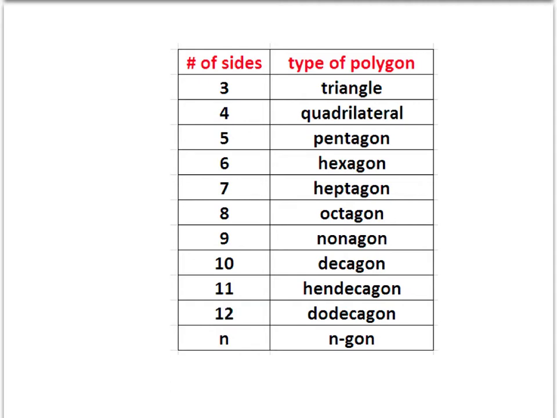Here's a chart of the different types of polygons categorized by their sides. I recommend you pause the video now and copy these down. We're going to be working with these different types of polygons throughout this chapter and throughout the book.